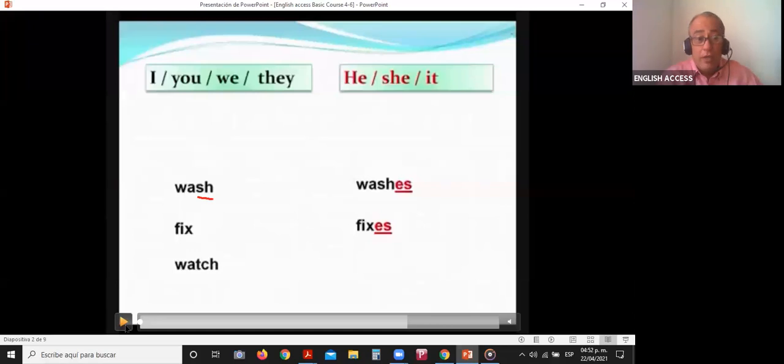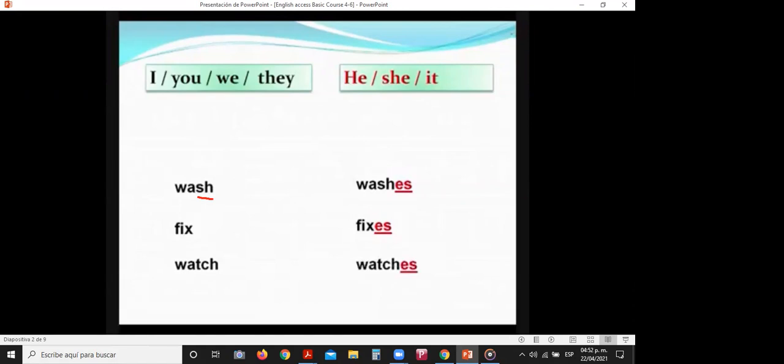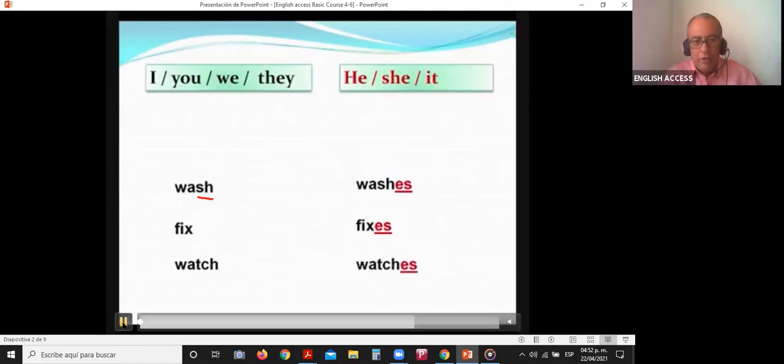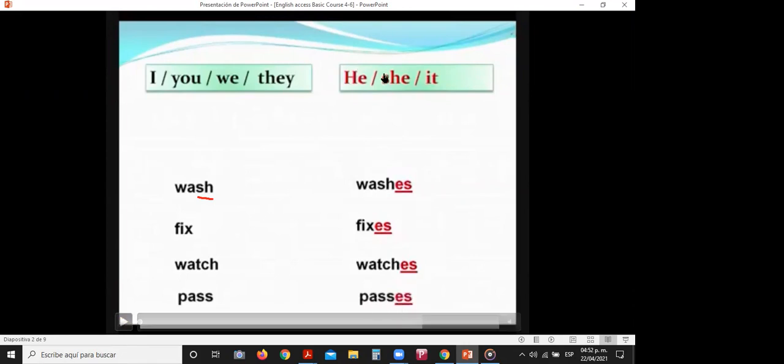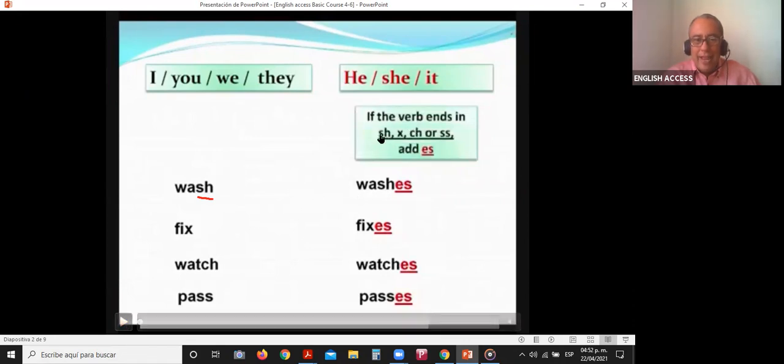One more verb. Watch, like watch TV. He watches. She watches. It watches. Very good. Pass is another verb. He passes. She passes. It passes. Very good. These verbs end in a different way. So when you see a verb that ends in SH, X, CH, or S, or double S, you add ES to the verb, okay?